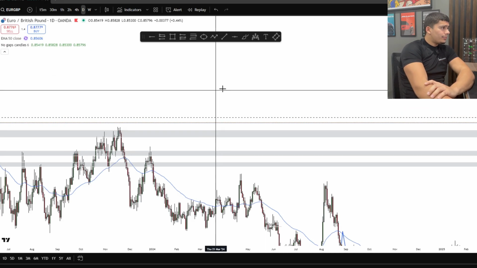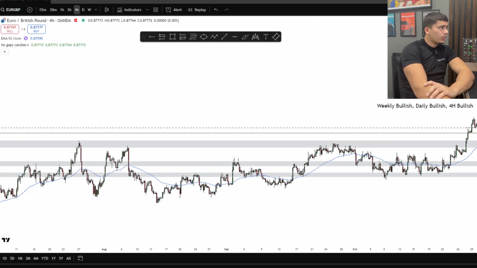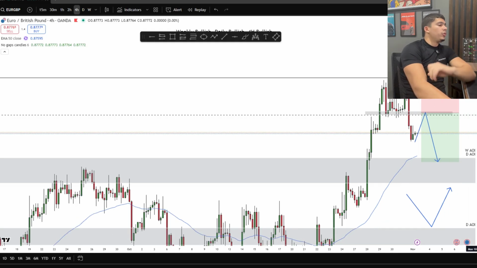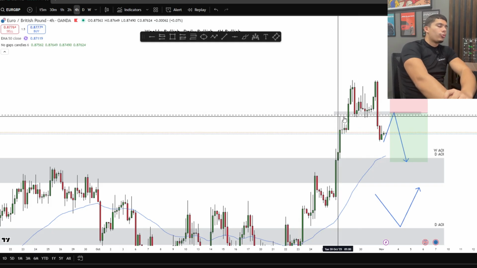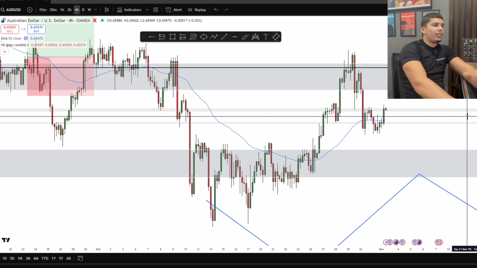On the 4-hour, we're looking for a very specific movement. When it comes to a counter trend trade, we are waiting for it to give us an actual retest of this very small area that we have here. Simple as that, waiting for it to come back up to get to the downside, and that's it.